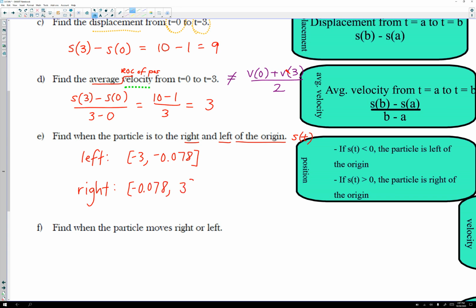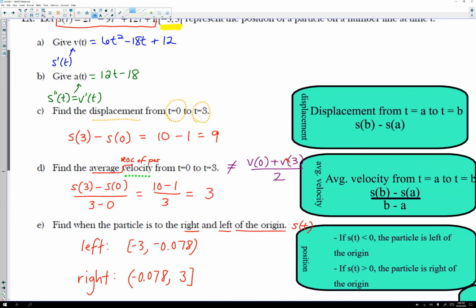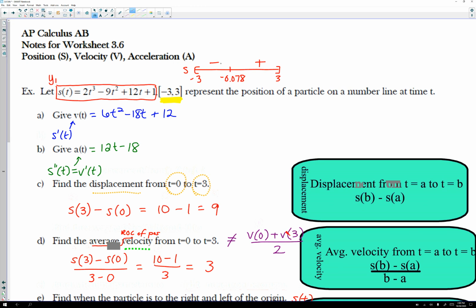And I realize I just made a mistake, so let me fix it. The position is equal to 0 at this negative 0.078. So that means that the particle is at the origin at that time. It's at the origin, it's not to the left or to the right of the origin. So we want to use parentheses on that. Now I can use parentheses, or I can use brackets on the negative 3 and 3 because my function is still negative when the time is negative 3, and my function is still positive when the time is positive 3.